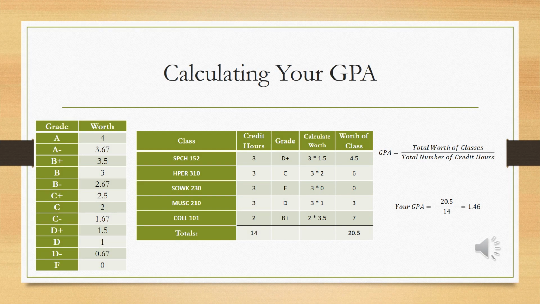Here you see another student's class schedule and their grades received. You multiply how many credit hours a class is by the worth of the class. For example, College 101 is worth 2 credit hours, and the student received a B+, which is worth 3.5 points. 2 times 3.5 is 7. After doing that for each course, you add up the total worth of the classes, which is 20.5, and the total number of credit hours, which is 14. Then you take 20.5 divided by 14 to get a GPA of 1.46.